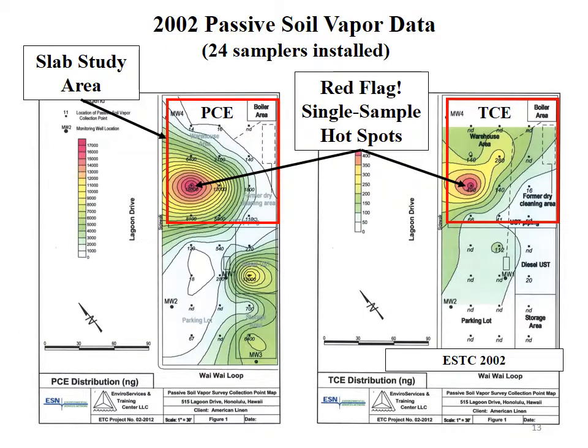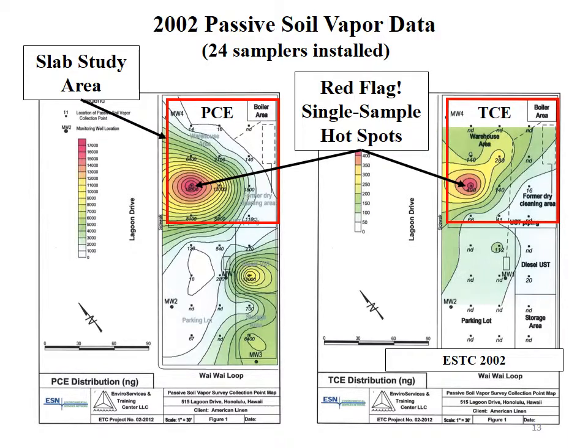Let's look at some of the past data first. This is the area of the slab of interest that we targeted, outlined in red. This is a 2002 passive soil vapor sampling study done at the site. 24 passive samplers were installed, and you can see in general some typical large scale patterns across the site. The map on the left is for PCE vapors, the map on the right is TCE vapors.